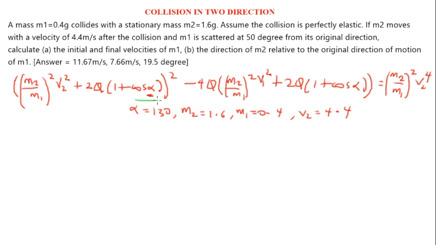Then if you divide m2 by m1, that should give you 4. 4 squared is 16. Then v2 is 4.4. If you multiply 16 by 4.4 squared, you should obtain 309.76.